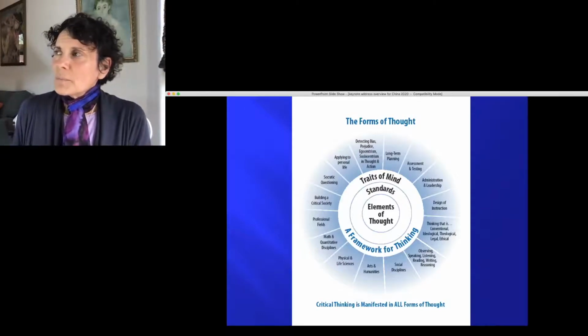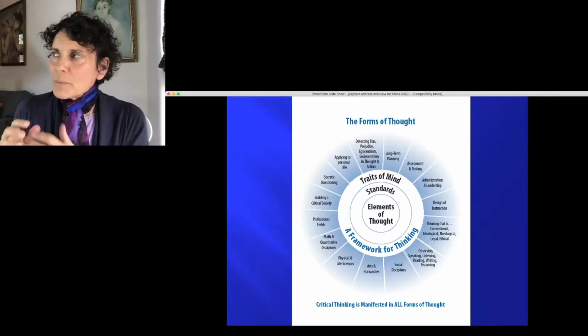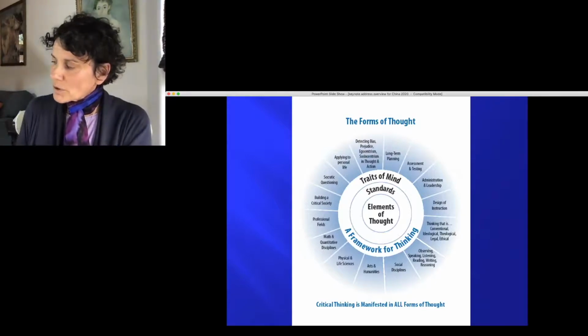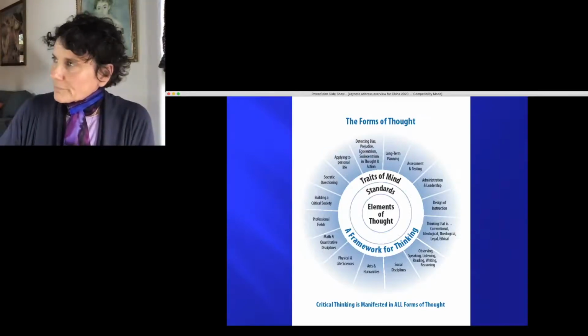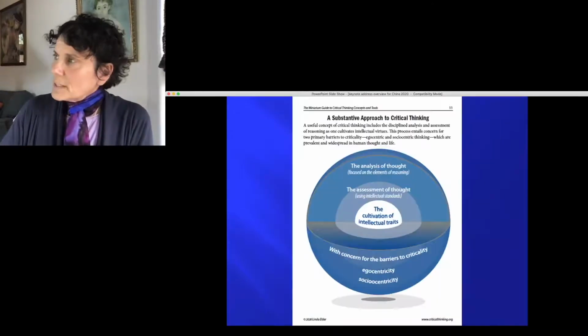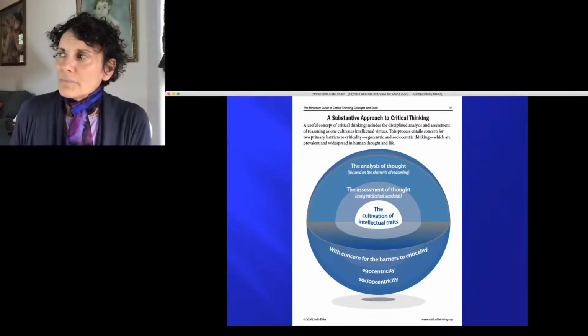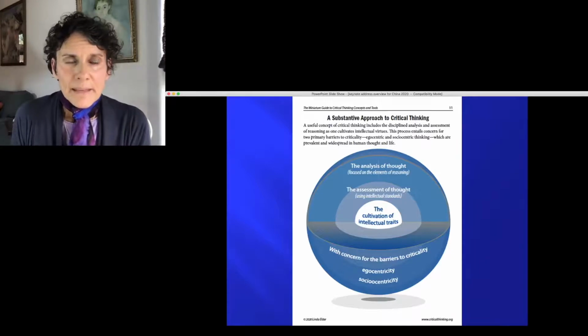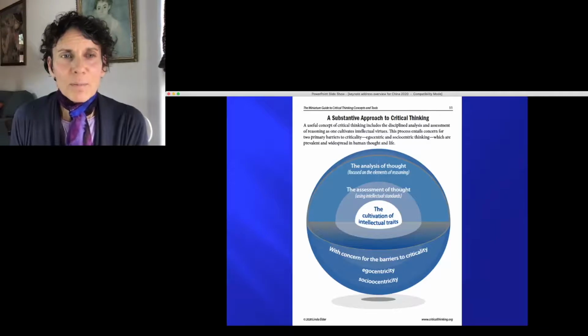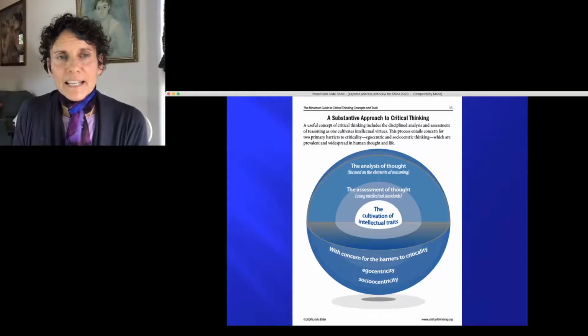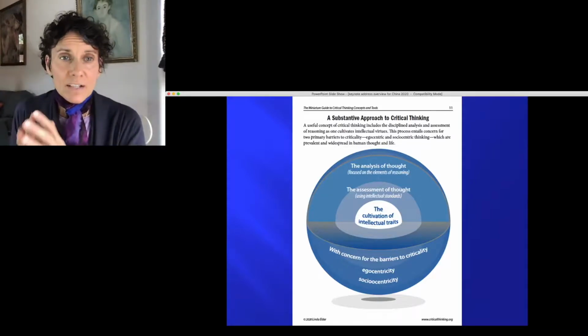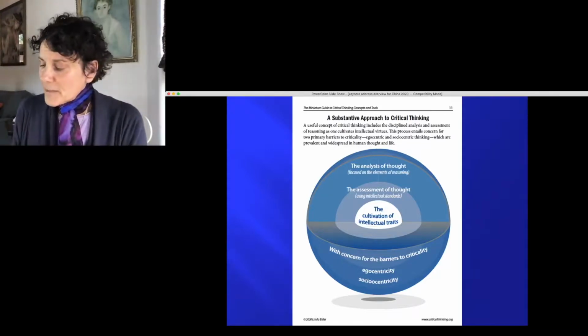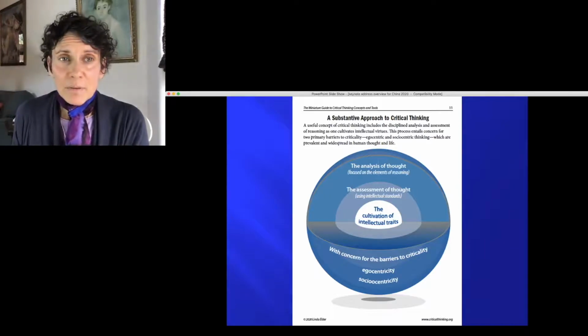One of the things that we have to focus on, as I mentioned before, is the problem of egocentric thinking and then its sister, the problem of sociocentric thinking. Now, these can be taken as separate concepts, and that's because they're not exactly the same, of course, but there is a lot of overlap between them.